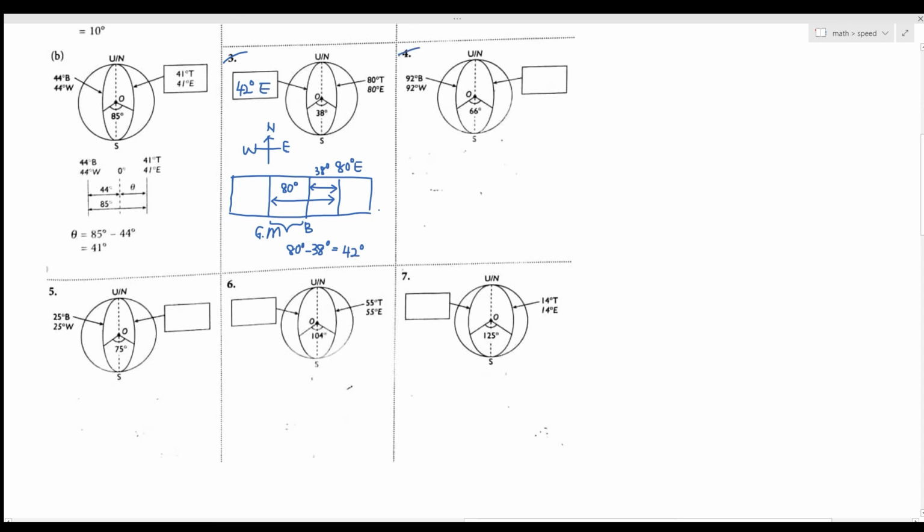Let's try on your own first before we discuss question number 4. Same method. 92 degrees west. Your Greenwich meridian will be somewhere here, and the angle in between is 92 degrees. There's another longitude 66 degrees in between. So label or name this longitude. What is the angle between it and the Greenwich? 92 minus 66 equals 26 degrees. So it's 26 degrees west of the Greenwich meridian.